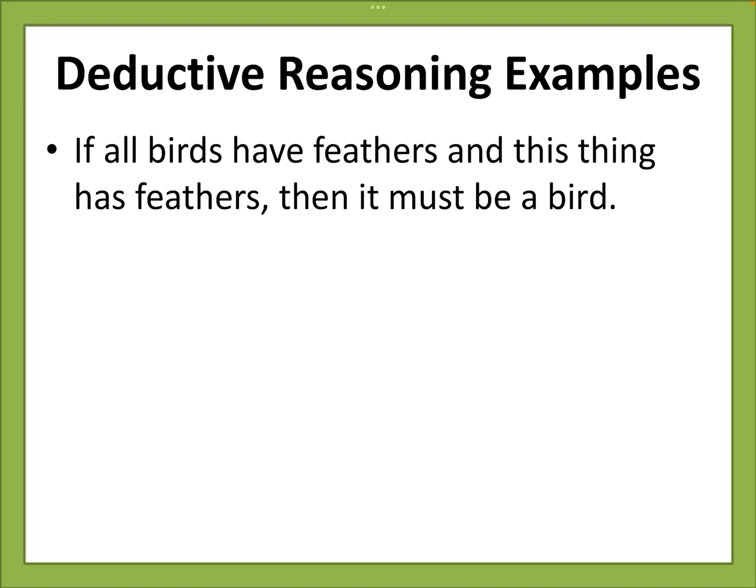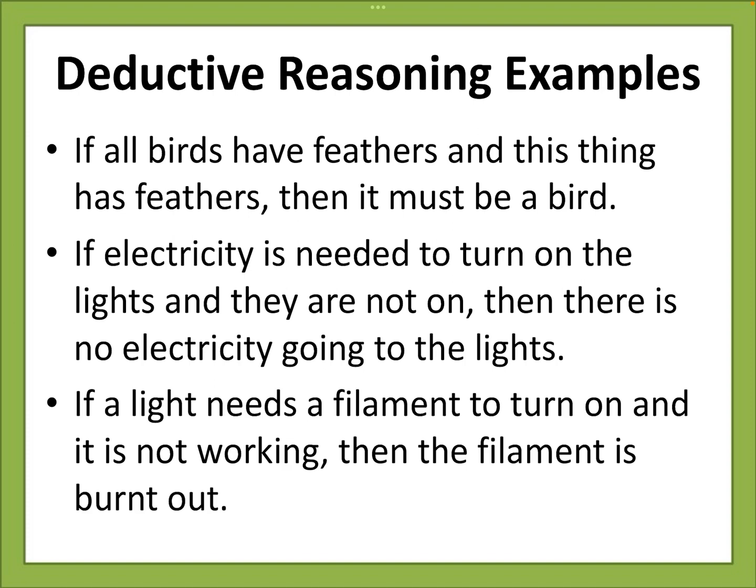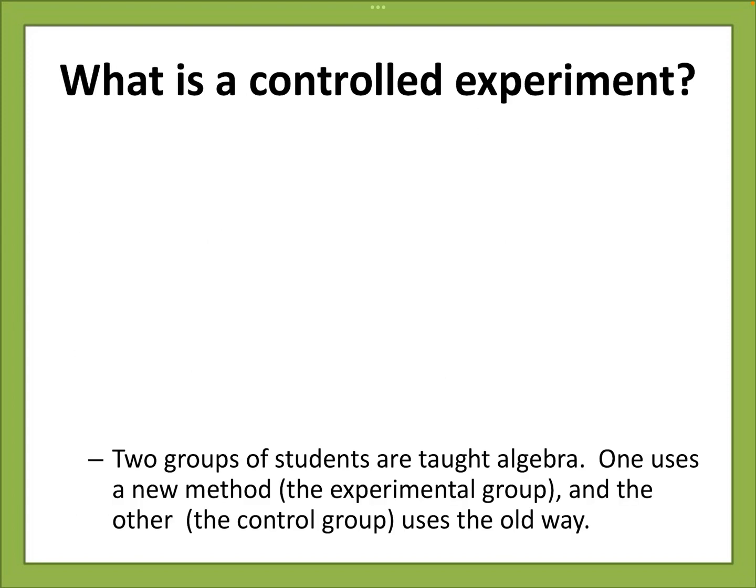Deductive reasoning is like, if all birds have feathers, then when we discover something new and it has feathers, it must be a bird. If electricity is needed to turn on lights and they are not on, then there's no electricity going to the lights. If a light needs a filament to turn on and it's not working, then the filament is burnt out. That is deductive reasoning.